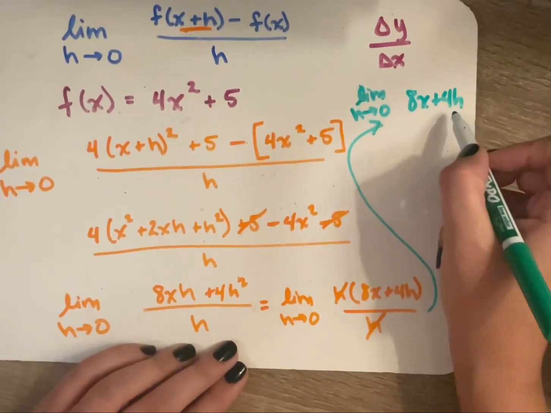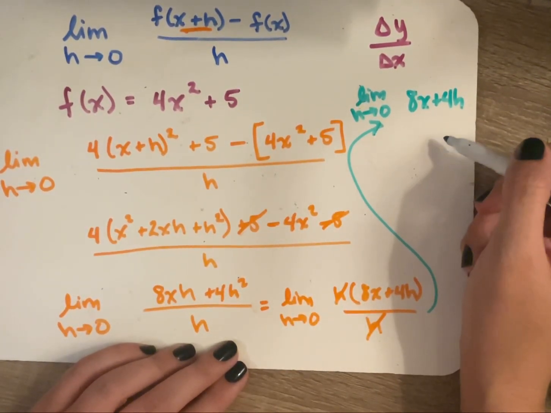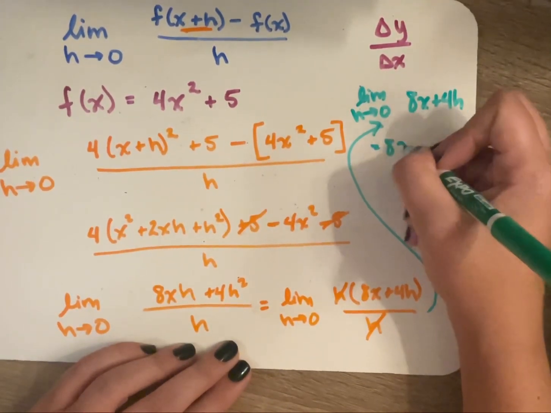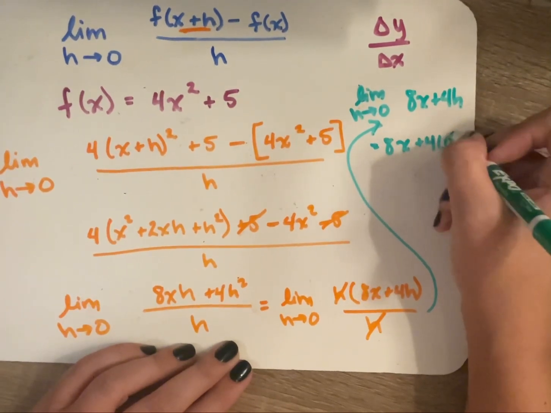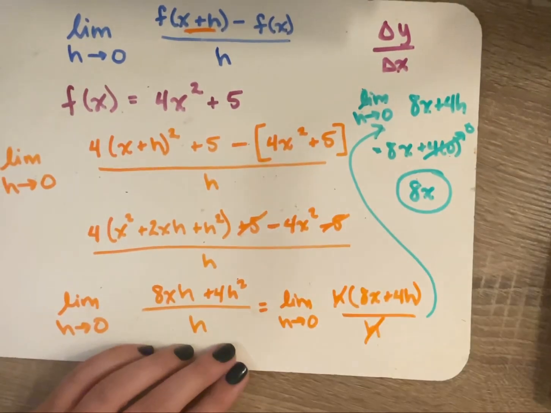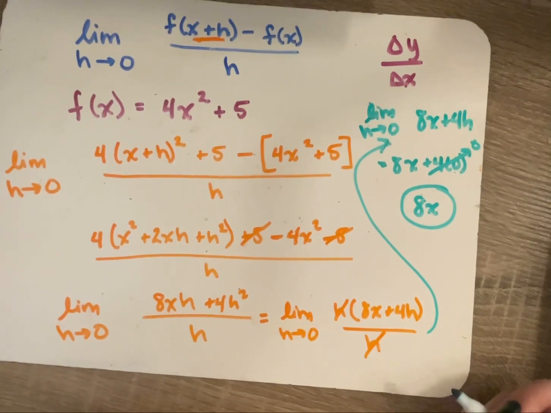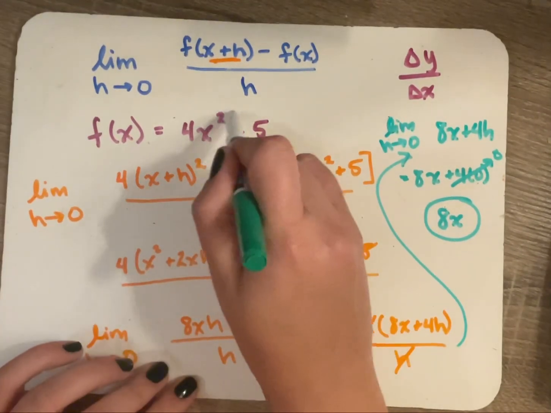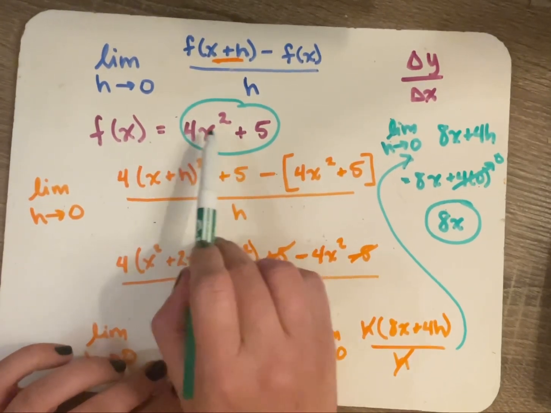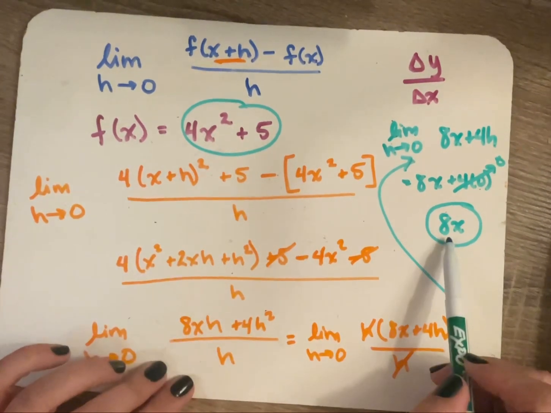And now I can plug in 0 for h because I don't have an h in the denominator anymore, so it's not going to create something that's undefined. So this is equal to just 8x plus 4 times 0. That is just 0. So my answer is 8x. Now this should look familiar to us because now we've learned the power rule for derivatives. So we know that when I apply the power rule here, I would do 2 times 4, which gives me 8. And then x squared, I subtract 1 from the exponent, so it should be just x to the first, so 8x.